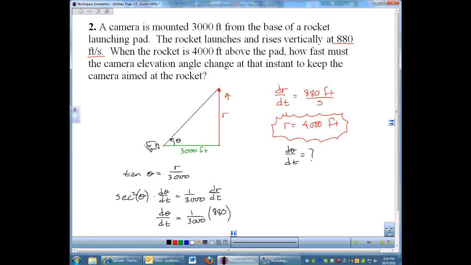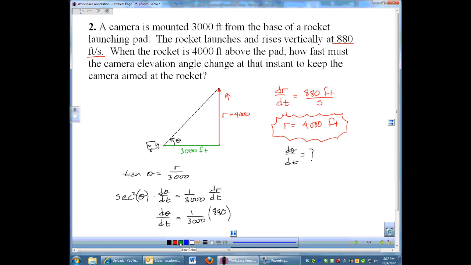The first time people do these problems, they pull out their calculator and they say, well, if R is 4,000 for some point in time, we could actually find the angle theta by doing the inverse tangent of 4,000 over 3,000, and you could get an angle for theta that way, but you should be able to do these problems without a calculator. I'm not going to expect you to find theta. So we're going to have to go a different route to get secant squared theta.